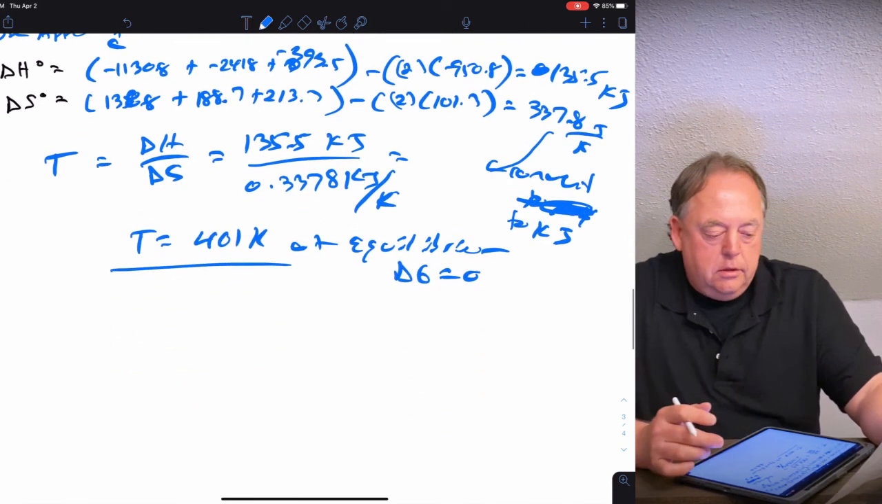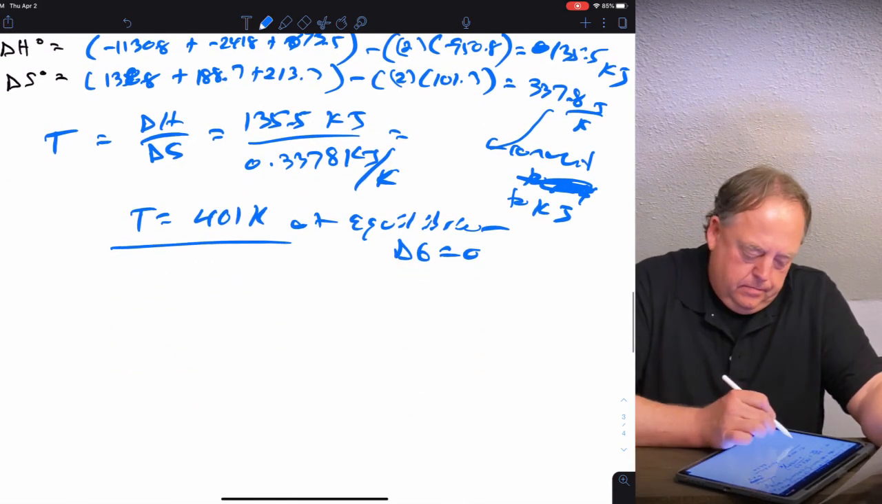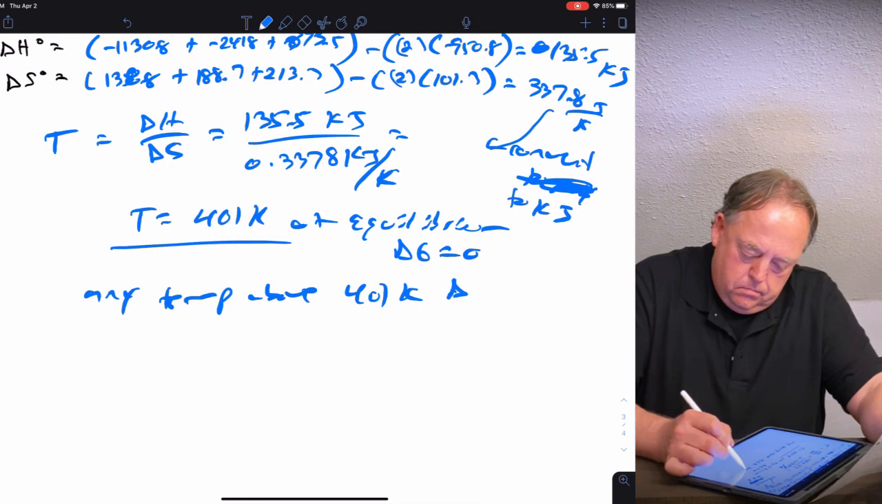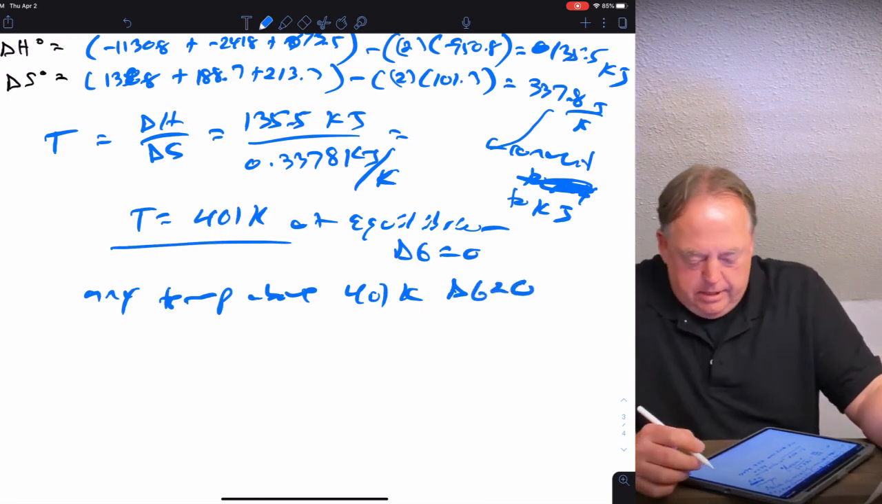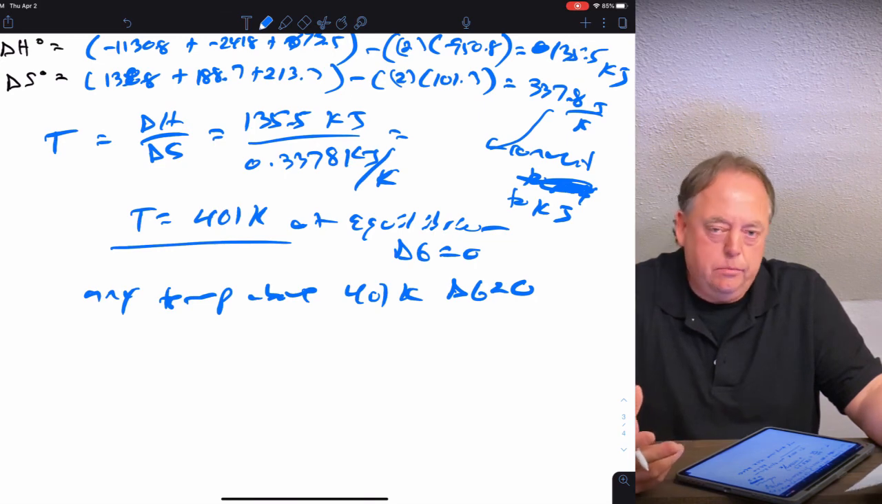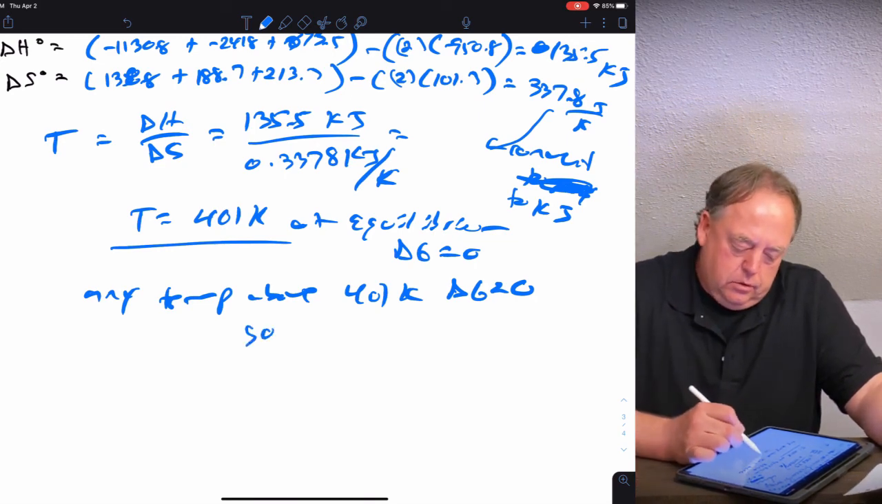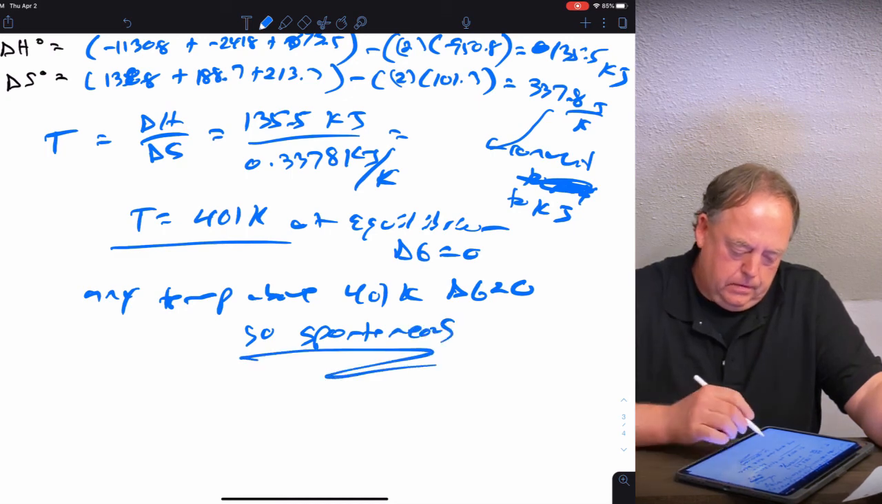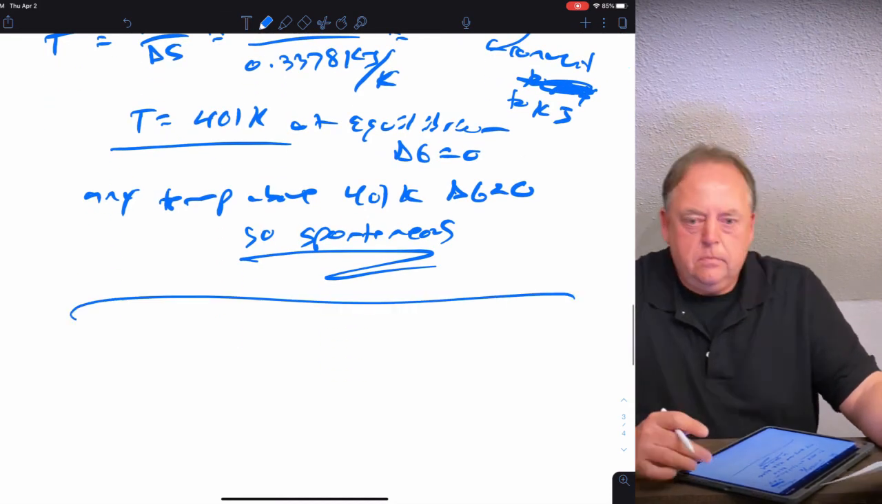So at 401 Kelvin, you're at equilibrium. And so at any temperature above 401 Kelvin, delta G would be less than 0, would be negative. So spontaneous. Okay.